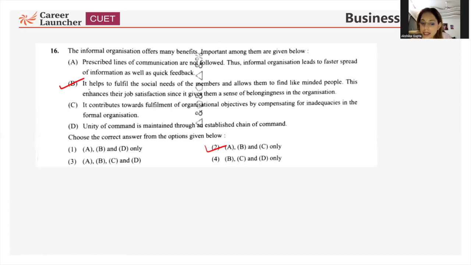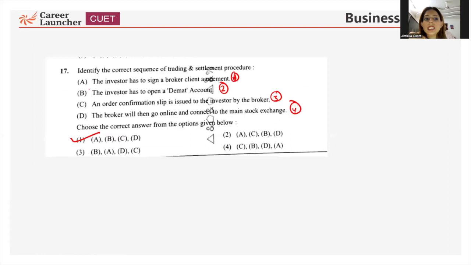That is B. Then identify the correct sequence of trading and settlement procedure. So we all know which one is correct. Very first, the investor has to sign a broker-client agreement. Then he has to open a demat account. Then he is going to check the prices, or let's say he will place an order. Then he will get an order confirmation slip. Once he has placed the order, the order is kept in the queue. It is matched on price. Whenever he finds the least price of this particular share, he is going to place the order. So that is A, B, C, and D.